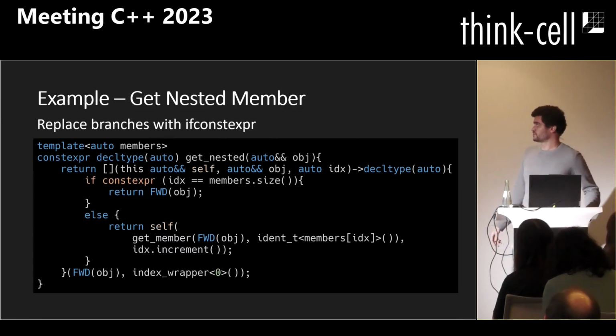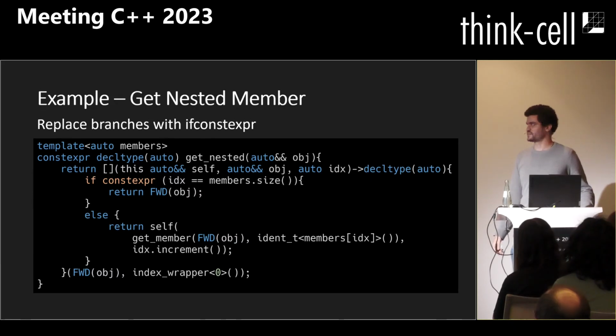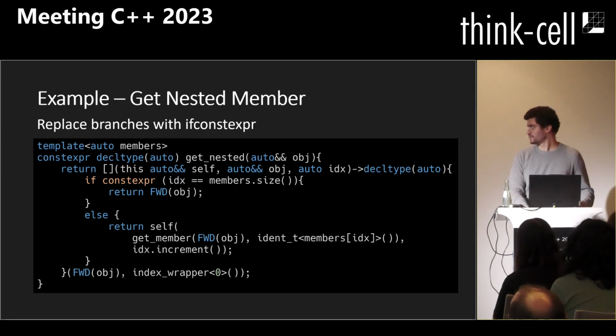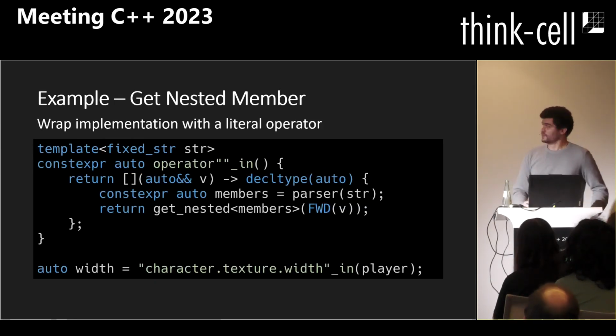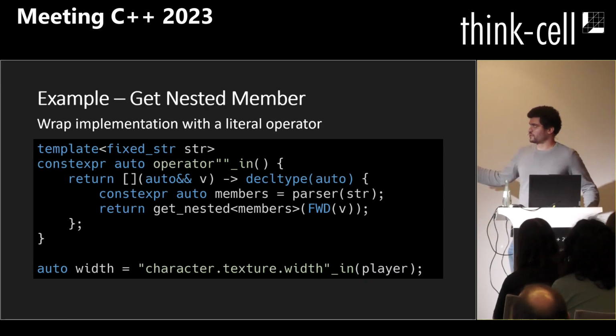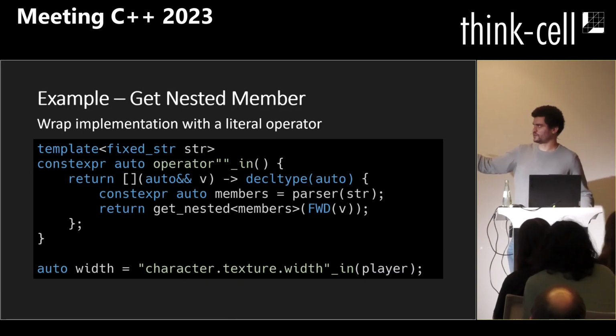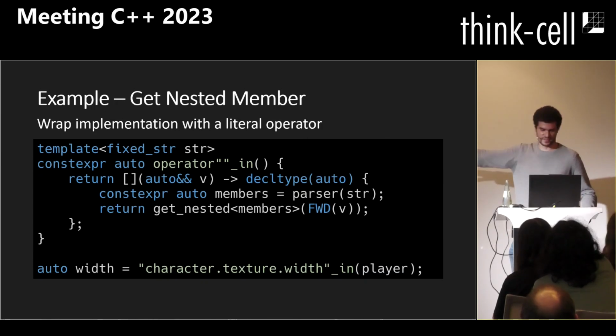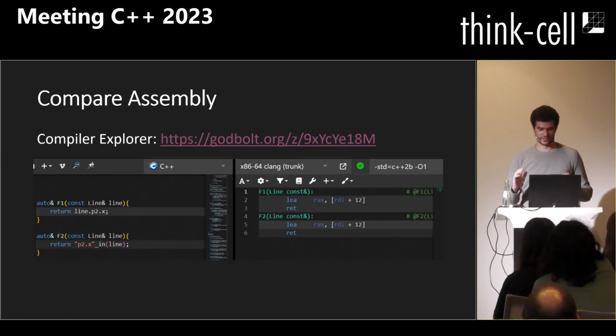Finally, the last step to make it work is to replace branches with if constexpr. In this case, we only have one branch that checks if we need to exit the recursive lambda. So instead of if, we just write if constexpr. And now our function works. Finally, we can wrap the code that parses the input string into the list of members, and then calls our getNested function that we just implemented, inside a string literal operator, so that we can have this nice and expressive syntax. Okay, now let's look at the generated assembly.